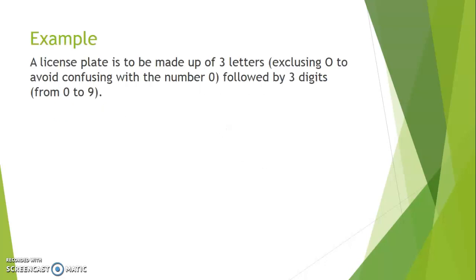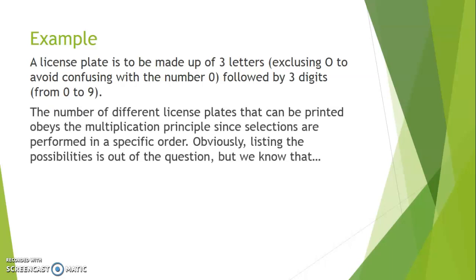Here's a much more elaborate situation. A license plate is to be made up of 3 letters, excluding letter O, so that we don't confuse it with the number 0, followed by 3 digits, which include 0 to 9. So there are 10 choices of digits. The number of license plates that can be printed obeys the multiplication principle since selections are performed in a specific order. For example, the license plate ABC 123 is certainly different from the license plate CBA 321. So order has its importance.